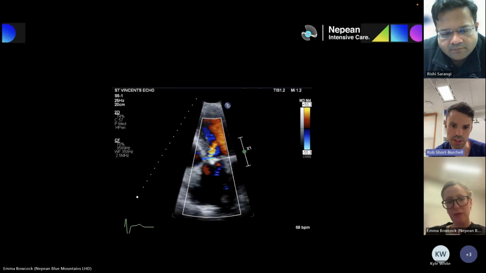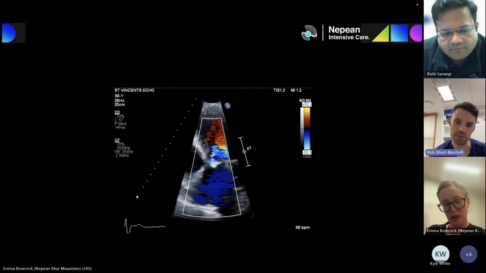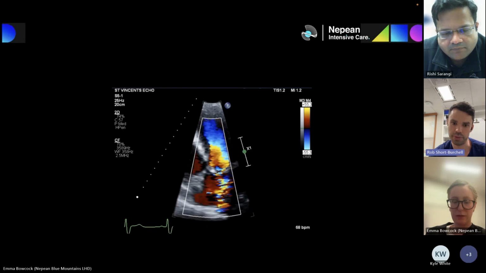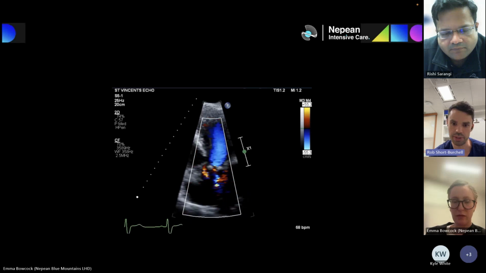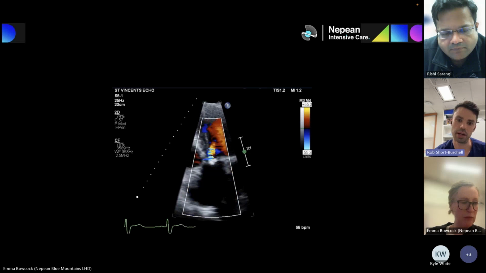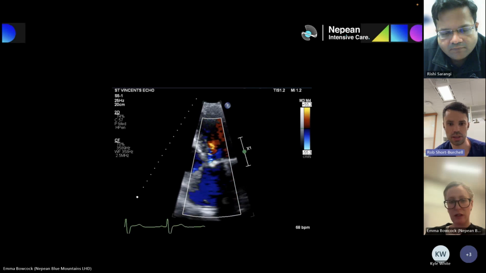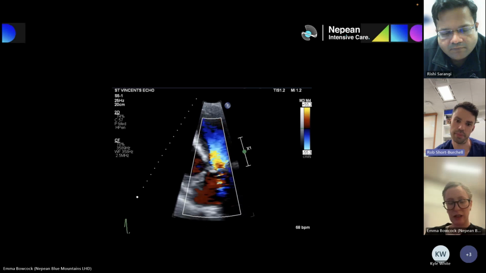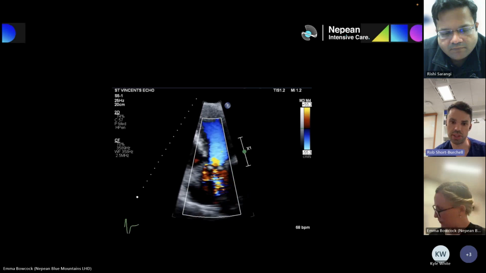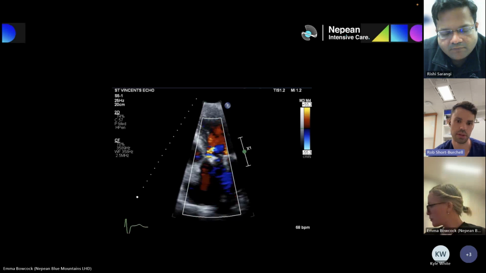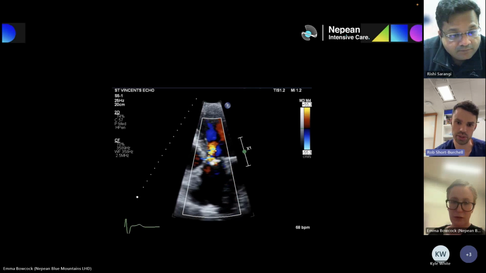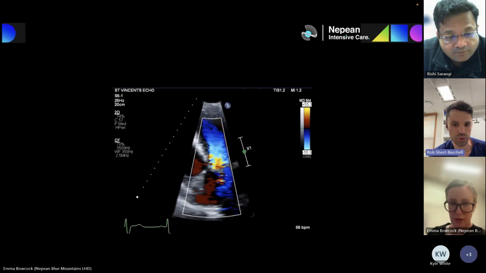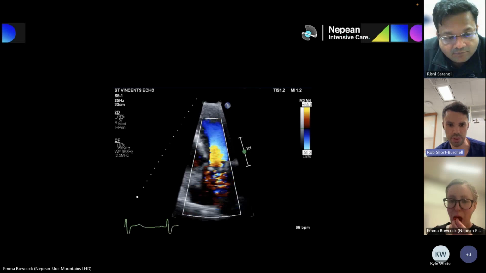Yeah, that's fine. So this is a zoomed in apical 5-chamber view looking at the aortic valve and aortic root. You can see that there's turbulent flow during systole across the aortic valve, and then again the aortic regurgitation. It'd be useful to quantify some of these findings with spectral Doppler.